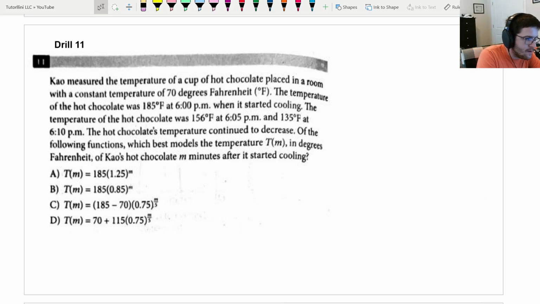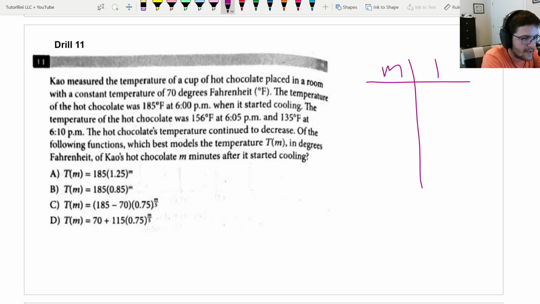Okay, great. Okay, Cal measured the temperature of a cup. Okay, this is really confusing me. So the temperature of the hot chocolate was 185 at 6 p.m. Okay, so M and T. So X is our M, and then the function T is our Y. Okay. So, and it's minutes after it started cooling.